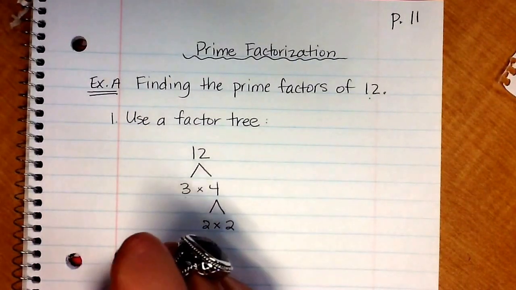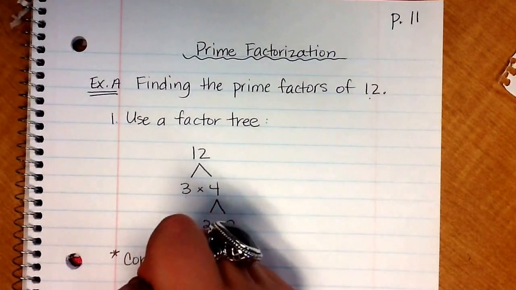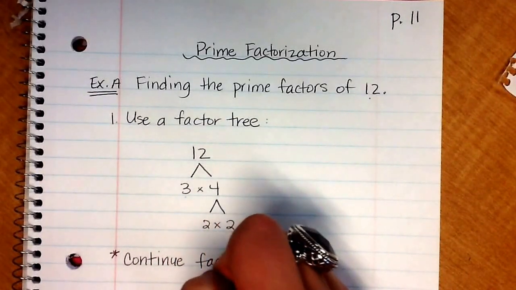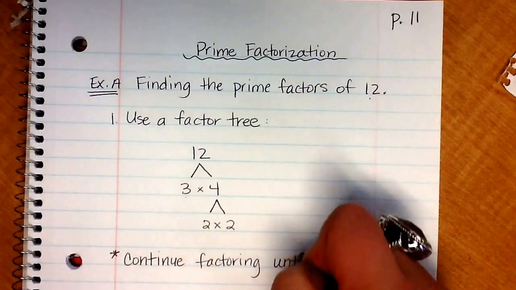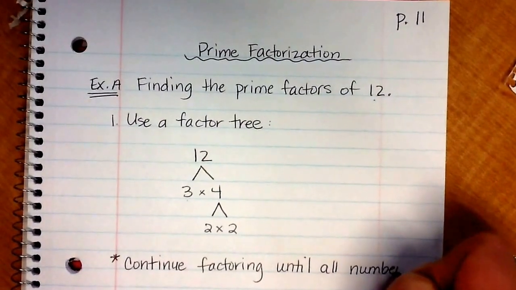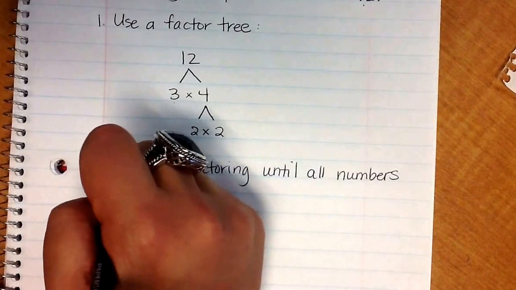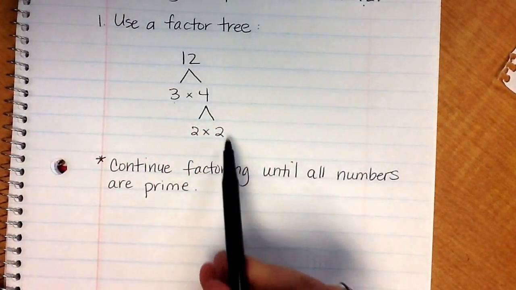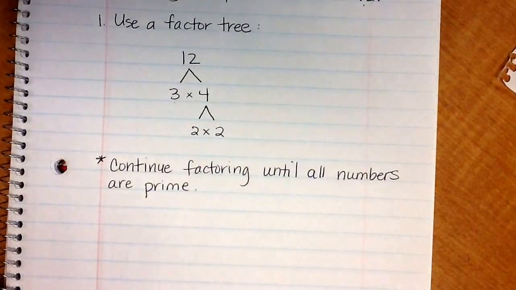You continue factoring until all numbers are prime. So go ahead and write that down in your notebook. Continue factoring until all numbers are prime. So 2 is prime, 2 is prime, 3 is prime, so I am done factoring 12.